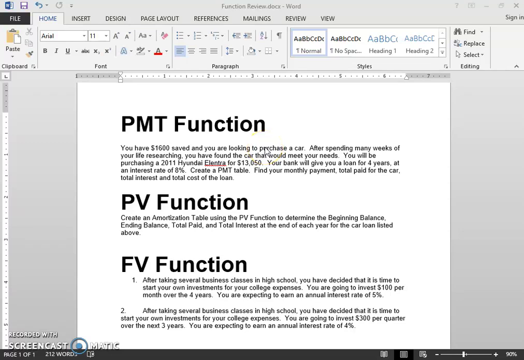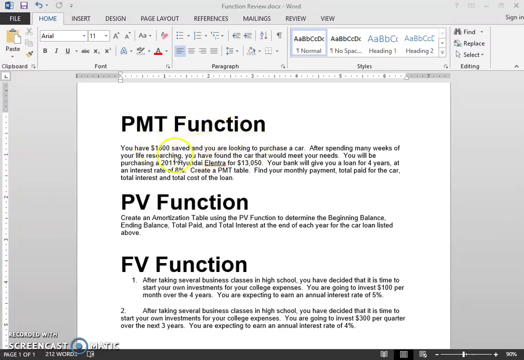Okay, today we are going to review the PMT function, the PV, which is short for present value, and the FV function, which is short for future value. We are first going to look at the problem which can be found in Google Classroom. So we're going to start with the top and we're going to work our way down.